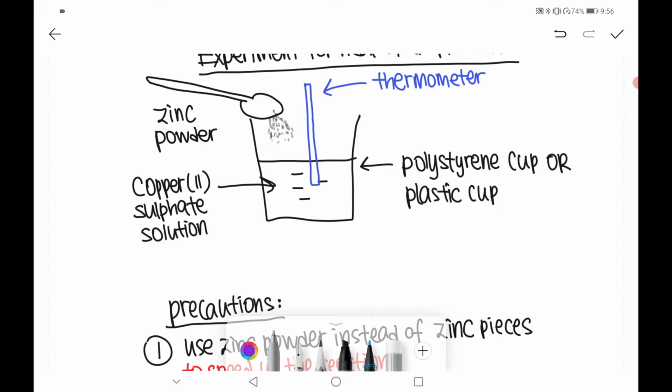Okay, so that is the basic idea. This is why we don't use a glass cup. If you use a glass, imagine this.